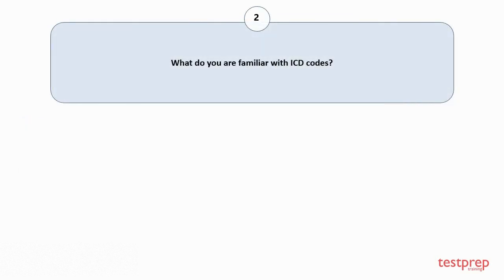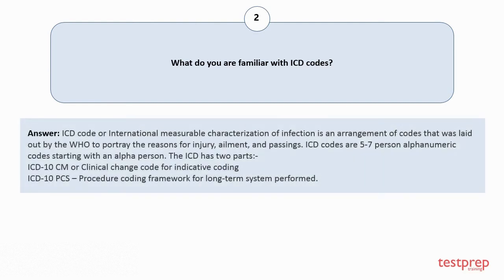Question number 2, what are you familiar with ICD codes? Your answer is: ICD code or International Measurable Characterization of Infection is an arrangement of codes that was laid out by the WHO to portray the reasons for injury, ailment, and passings. ICD codes are 5 to 7 person alphanumeric codes starting with an alpha person. The ICD has two parts. 1. Clinical change code for indicative coding. 2. Procedure coding framework for long-term system performed.